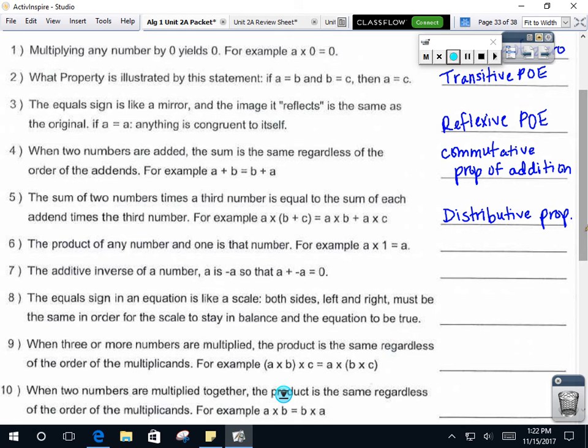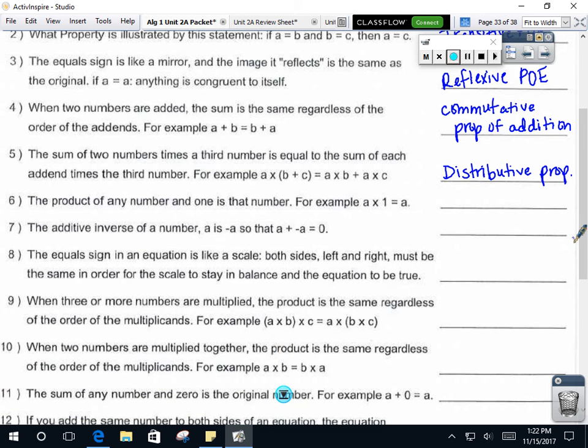Okay, number 6. The product of any number and 1 is that number. For example, A times 1 equals A. A times 1 equals A is what property? Identity property of multiplication.